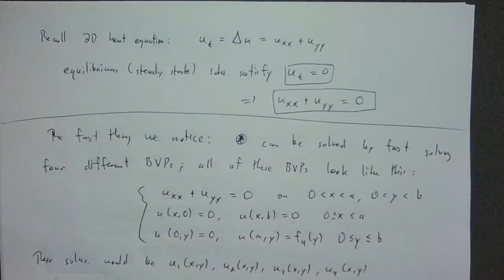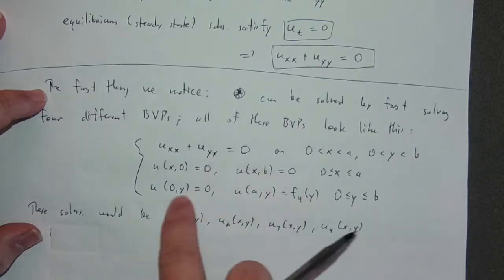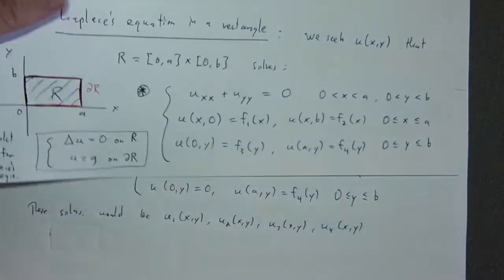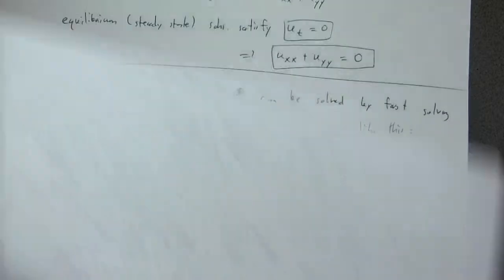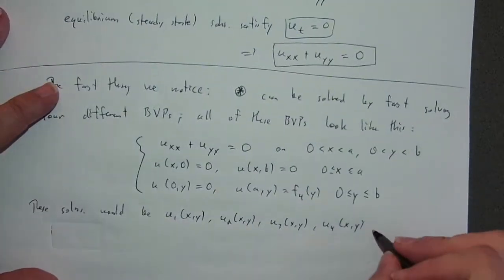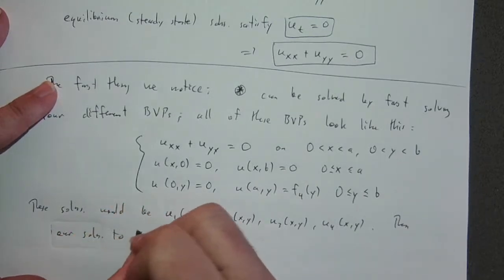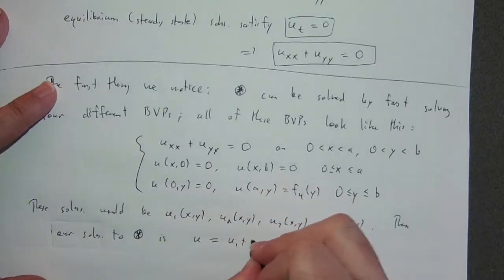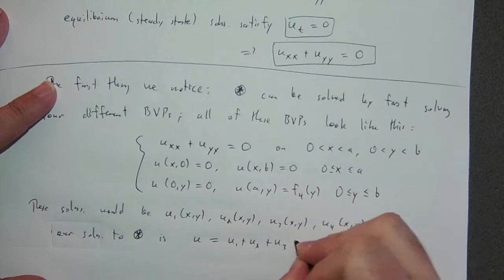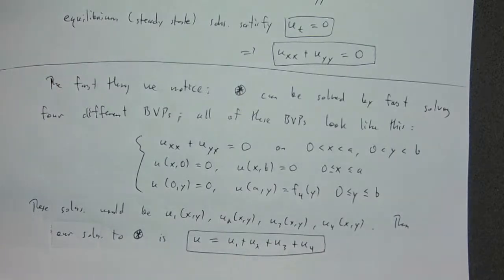So each of those would solve a corresponding BVP like this, where for u sub 1, we could make the notation such that f sub 1 is the only non-zero thing here. All the others are 0. Same thing for u sub 2, u sub 3, u sub 4. Once we have that, then our solution to asterisk is u equals u sub 1 plus u sub 2 plus u sub 3 plus u sub 4. I could just sum those 4 solutions.